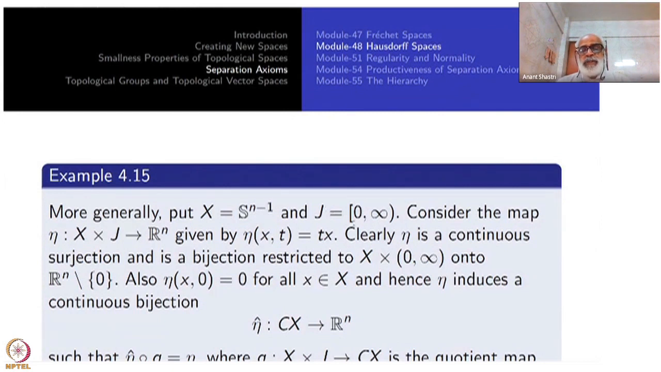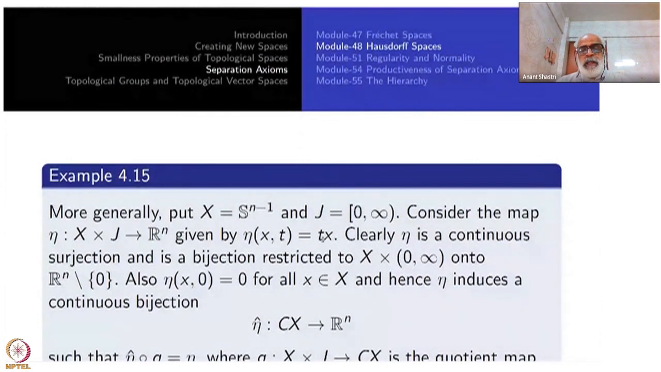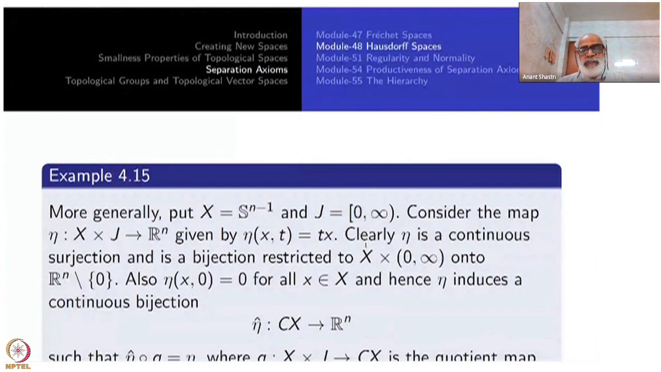And J equal to 0 to infinity, instead of the closed interval, I take [0, infinity). Consider the map eta from X cross J to R^n, given by eta(x,t) goes to t times x. So this is a unit vector. I am multiplying by a scalar. The scalar varies from 0 to infinity. Clearly, this multiplication map is a continuous surjection. Every point inside R^n, okay, take a vector, divide by its norm, that would be a unit vector. That will be inside S^(n-1). What is the corresponding t? It's just the norm. You multiply it by the norm, you get back the vector v. Okay, so this is a surjective map.